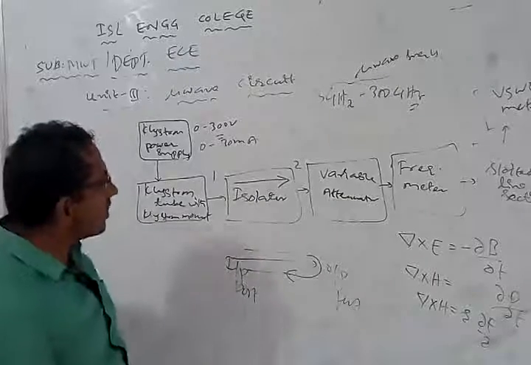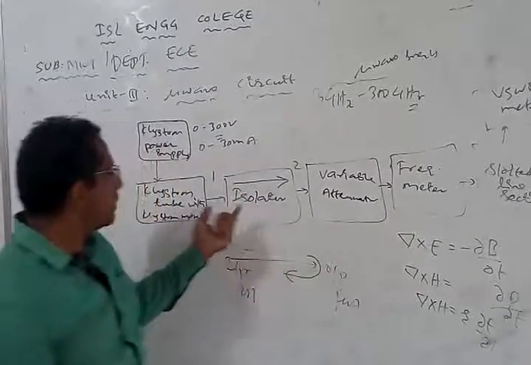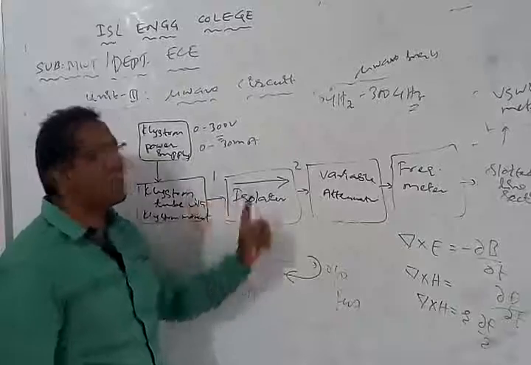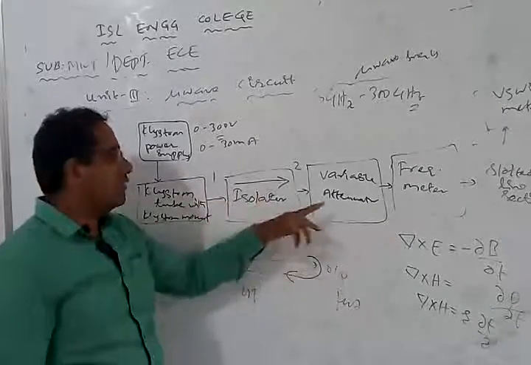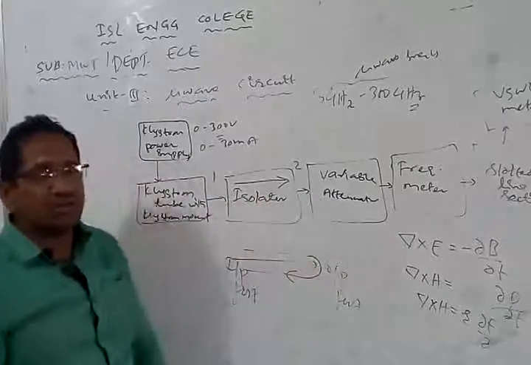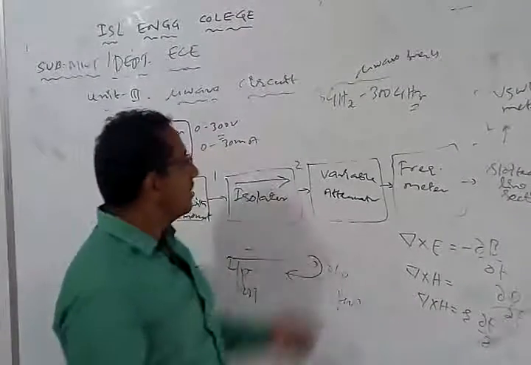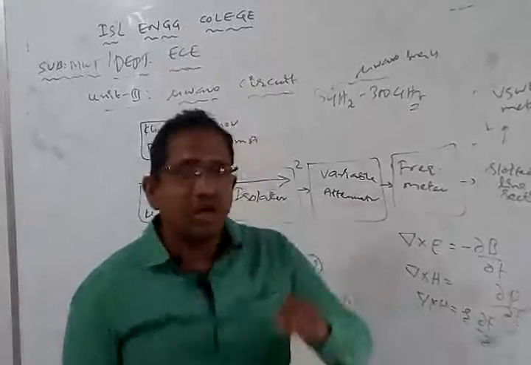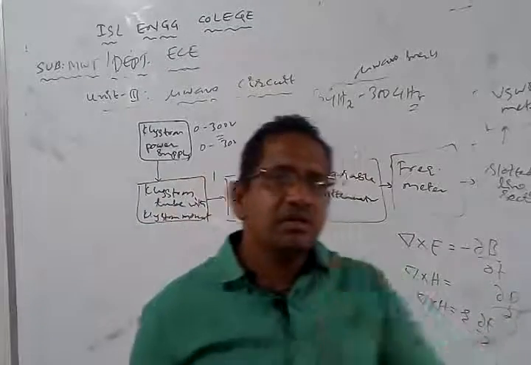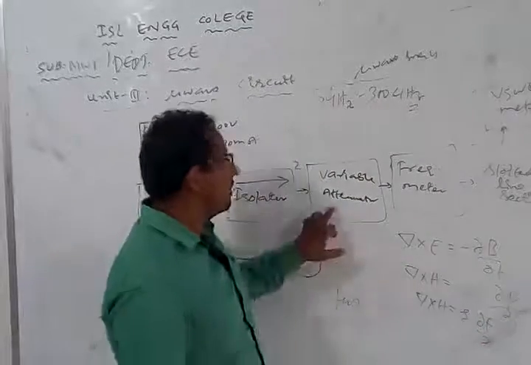So the next section, the isolator, is normally used to transmit a signal in only one direction, that is port 1 to port 2, whereas the reverse is not true. Next one is the variable attenuator. This is also a waveguide component which is normally used to reduce or increase the strength of the signal. So that's what a variable attenuator is.